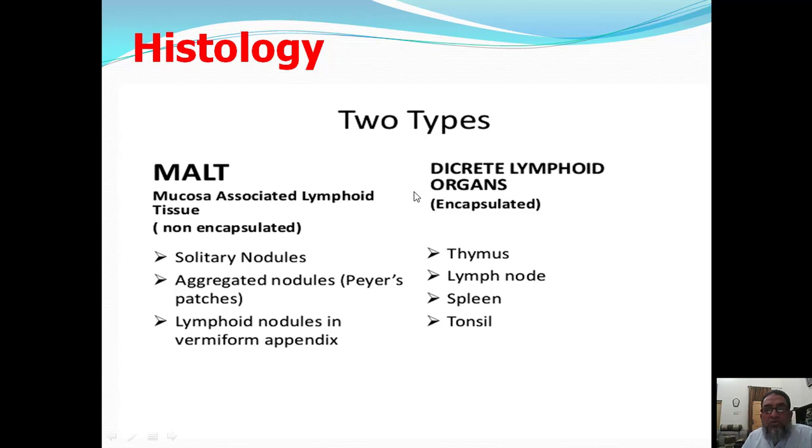Then the next component, second, is the encapsulated. These are defined lymphatic organs, for example thymus, lymph node, spleen and tonsil. These are well encapsulated, well defined. According to region, they are located. Thymus in the neck region. Lymph nodes are variable, in all the regions of the body. Then the spleen is located in the abdomen, a solitary organ. Tonsils are bilateral, present in the oropharynx. So, according to location, they perform important functions.